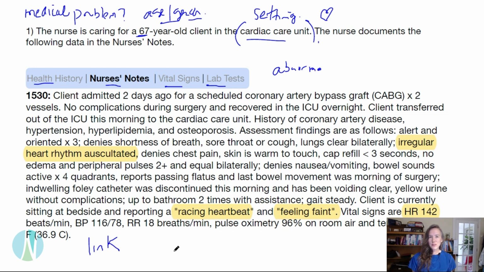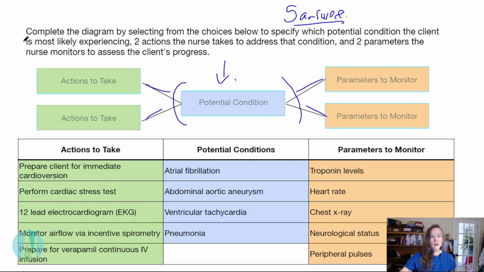So now that you have that assessment data, do you have any idea what that medical problem could be? What could be that complication that they're having? Obviously, it's something cardiac, right? You may not be able to say what it is, and that's okay. But as long as you can recognize, yes, there is something wrong here, you're just more likely to get more answers correct. So now here's the question.